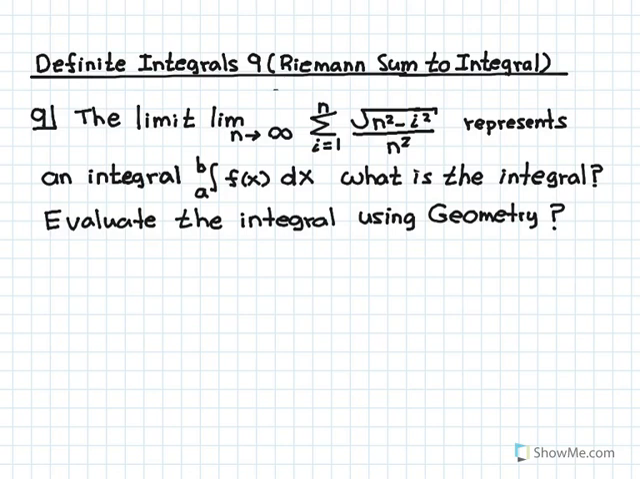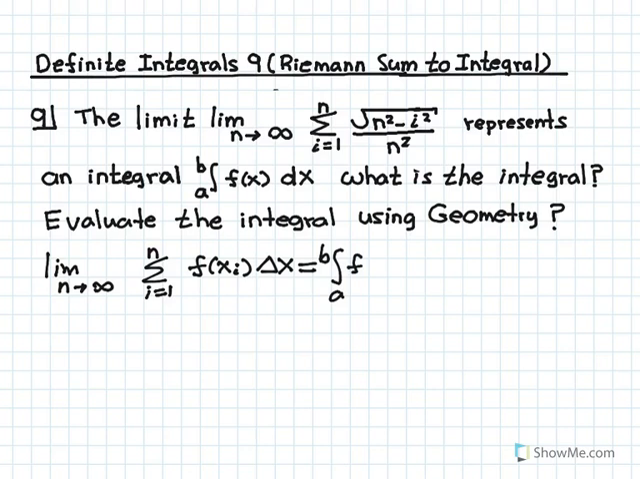So to solve this, let's go back to the formula for the right-hand Riemann sum. The limit as n goes to infinity, i goes from 1 to n, f of xi times delta x, is equal to the definite integral from a to b of f of x dx. And delta x, for regular partitions, is b minus a, upper limit minus lower limit, divided by n. So the goal here is to rewrite the Riemann sum in such a way that delta x equals 1 over n appears inside the summation. So we do need to do some algebra.